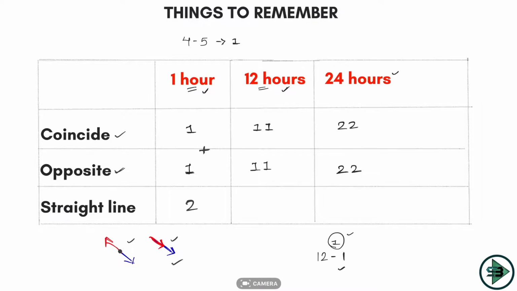Once when they coincide, once when they are opposite. So how many times in 12 hours will they be in a straight line? 11 plus 11, 22. In 24 hours, how many times will the two hands of the clock be in a straight line? 44 times. And that's your answer to it.